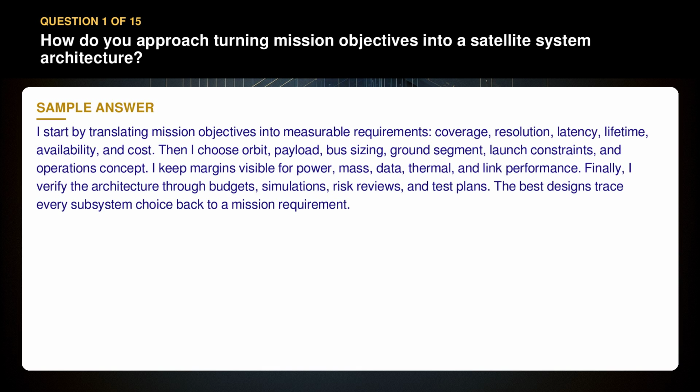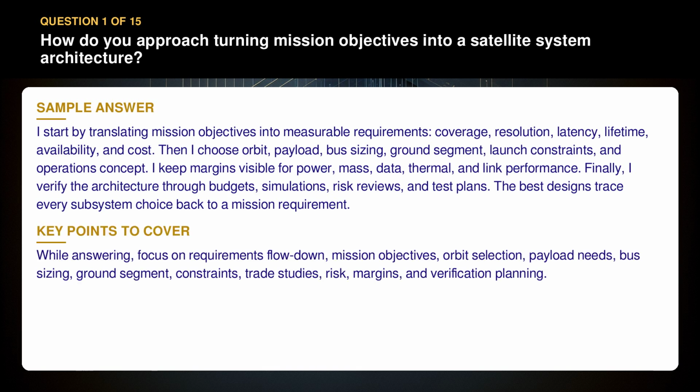I keep margins visible for power, mass, data, thermal, and link performance. Finally, I verify the architecture through budgets, simulations, risk reviews, and test plans. The best designs trace every subsystem choice back to a mission requirement. While answering, focus on requirements flow down, mission objectives, orbit selection, payload needs, bus sizing, ground segment, constraints, trade studies, risk, margins, and verification planning.